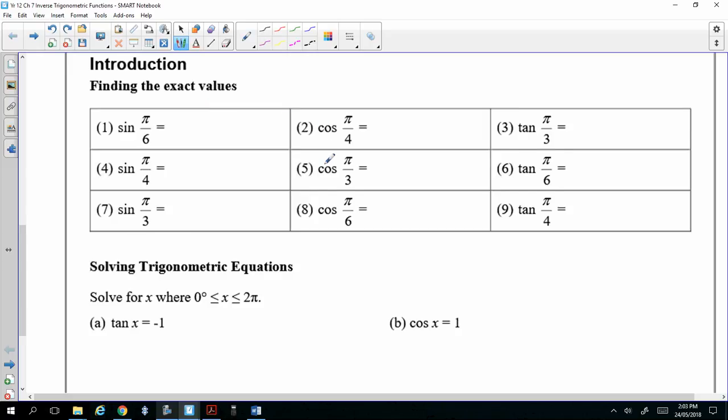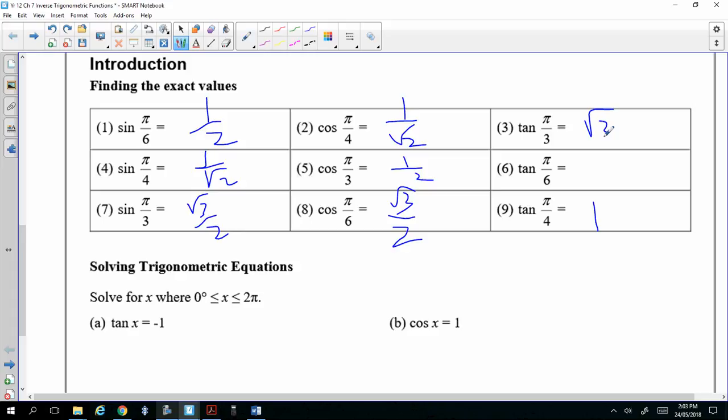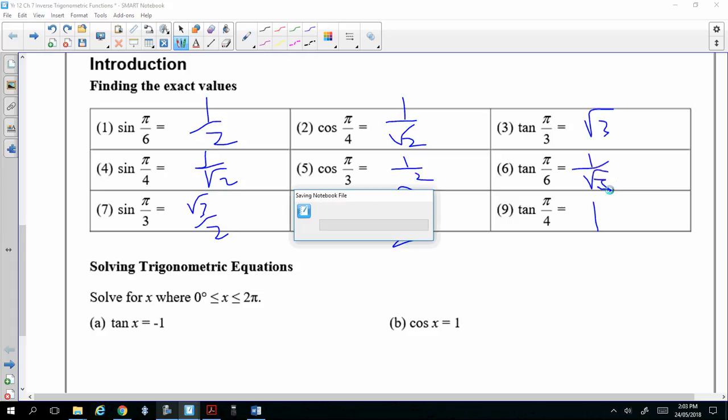Values very well. So sine pi on 6 is half. So that would be 1 on root 2. That will be root 3 over 2. 1 on root 2. Root 3 over 2. And then half. And this is 1 over root 3. Okay, so you need to know this very well. It doesn't take that long to learn them. Once you know it, you will know it. Okay, so write them down.